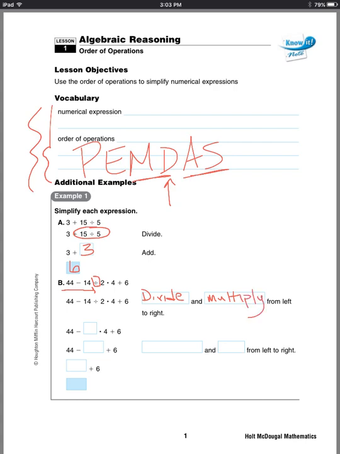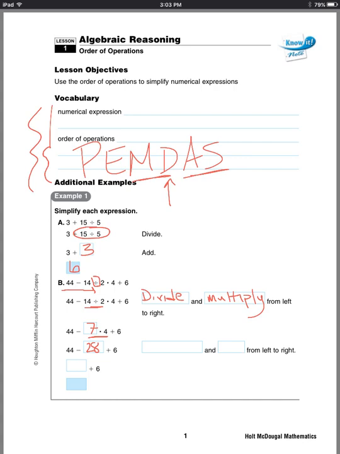So if we look at the two numbers on either side of the division sign, we have 14 divided by 2. 14 divided by 2 is 7. Then we're going to multiply. We're going to look at both numbers on either side of the multiplication sign, which in this case is a little dot. That's another operation sign for multiplication, and 7 times 4 is 28.